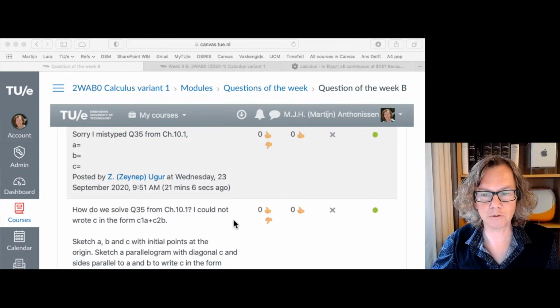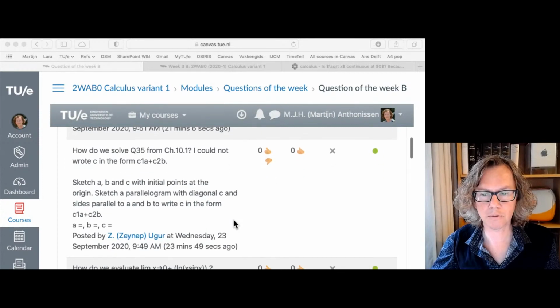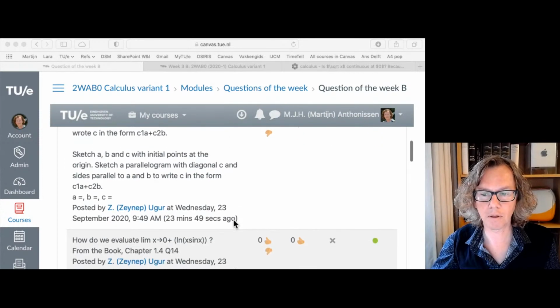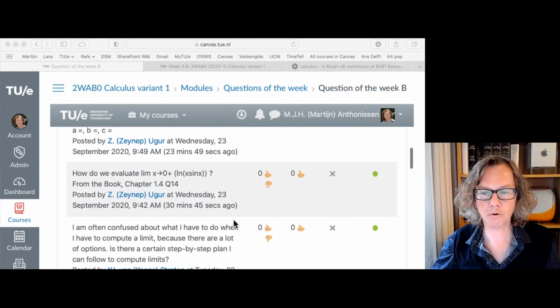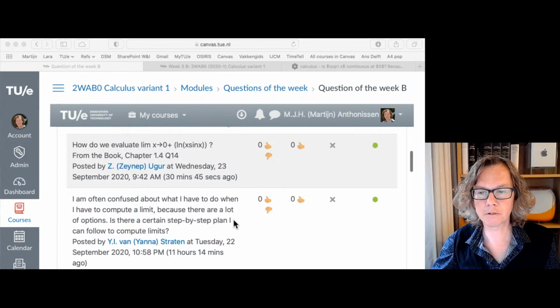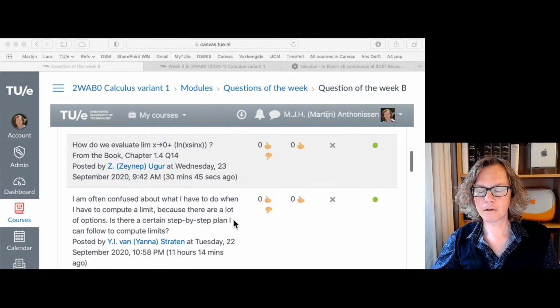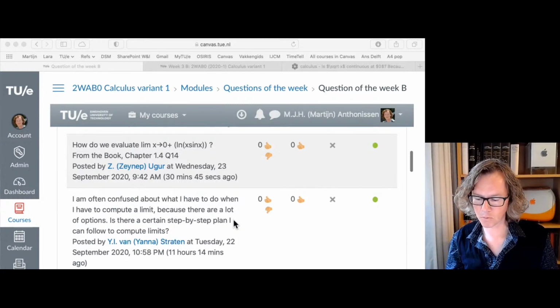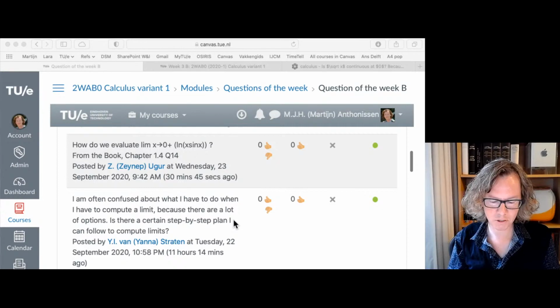So how do we solve? We've just done question 35. Then the next question, also from Zeynep, is how do we evaluate the limit. In my book, on my iPad here, I have the 4th edition, but the question is different. And this question is not a very interesting one in the sense of what is being asked here, so I will shortly address it, but I don't think it's a very nice question.